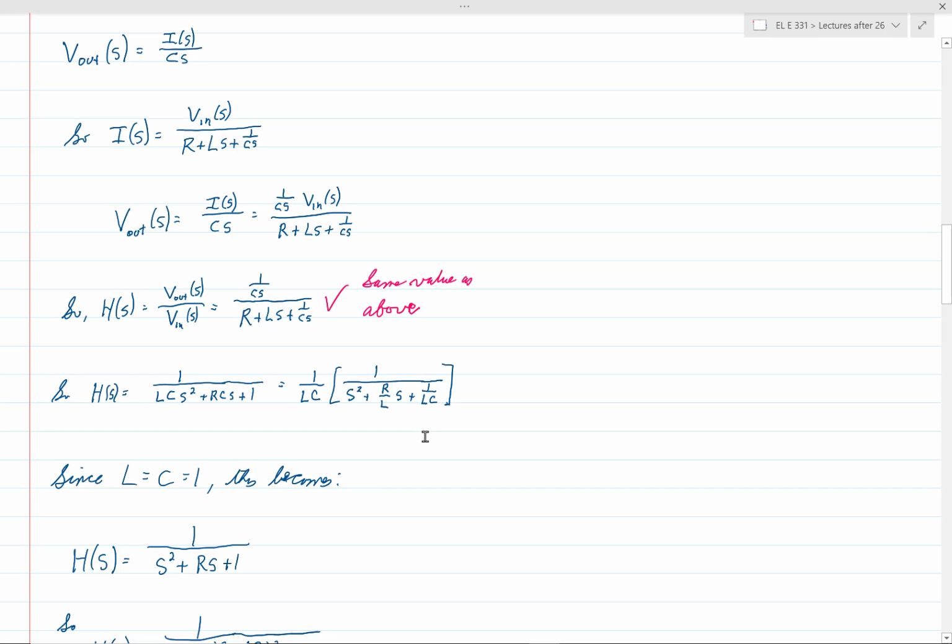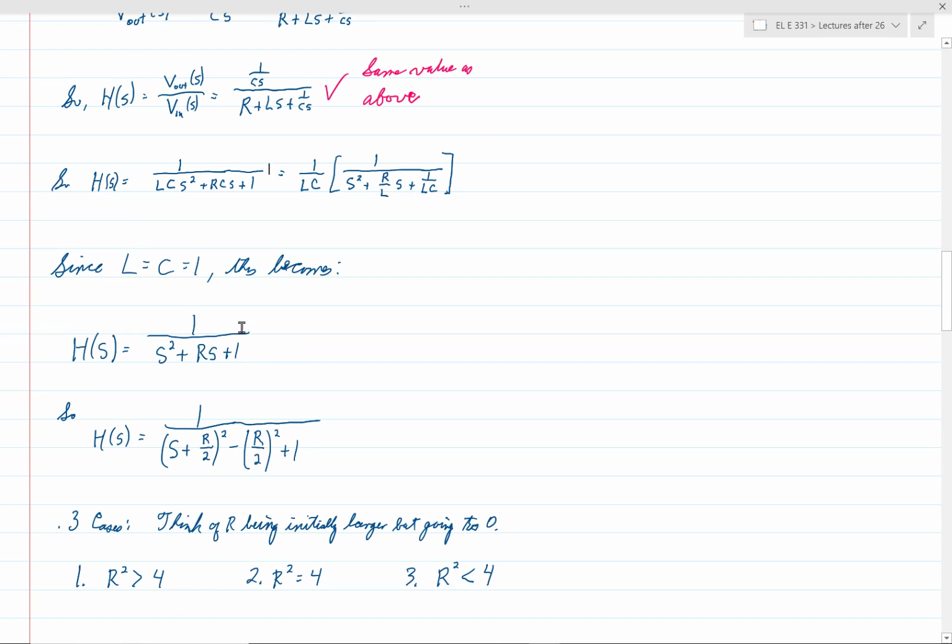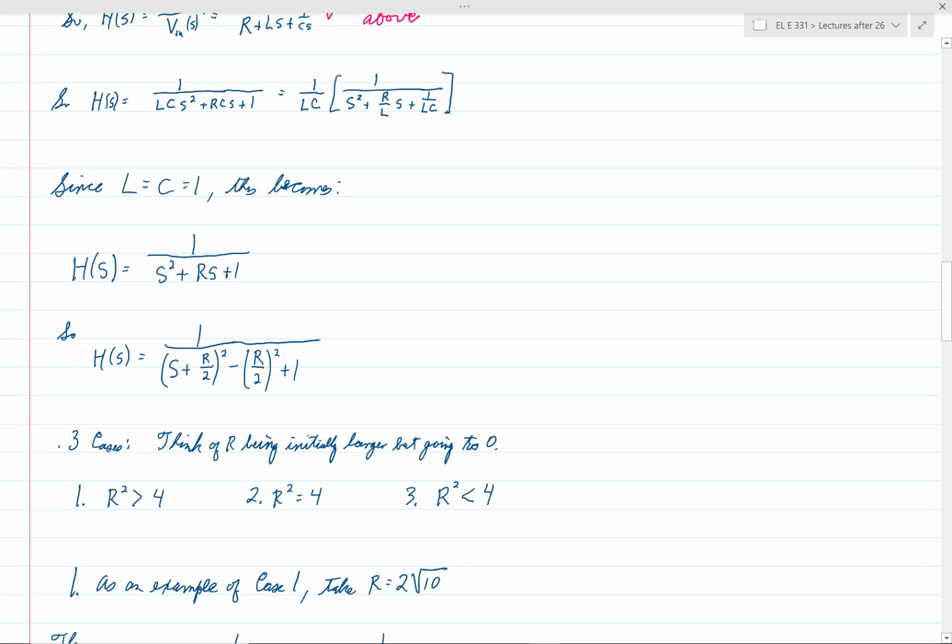Now, we could continue to analyze this with all of those variables, but it gets a little tedious, and so what we'll do is stick in the values L equals C equals 1, but we'll keep R so that we can easily see what happens as we vary R. So when we take L equals C equals 1, we get this very simple expression for H of s equal to 1 over s squared plus Rs plus 1. And you might remember that one way to go about factoring something like this is the method you might have seen in elementary school called completing the square.